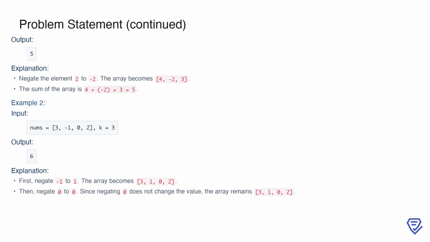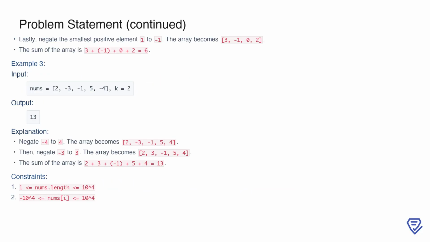Now, in the second example, the input is nums equals 3, -1, 0, 2, and k equals 3. This time, we can perform up to 3 negation operations. First, we negate -1 to turn it into 1, so the array becomes 3, 1, 0, 2. Then, we attempt to negate 0, but since negating 0 has no effect, the array remains unchanged. At this stage, we still have one operation left.